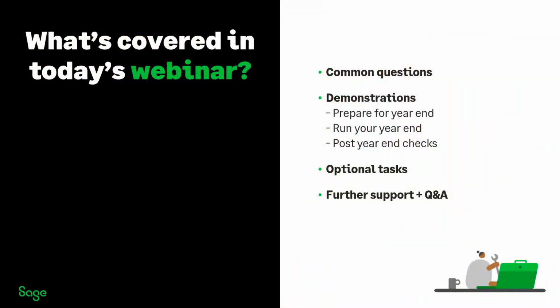So today we're going to be having a look at a few common questions around the year end. And then I've also got some demonstrations that we'll go through, just so we can see what it looks like in the programme. We're going to have a look at preparing for the year end and the tasks that are involved in that. And then we'll also be having a look at actually running the year end process, just so you can see what it looks like when you're ready to actually click that button and physically run that year end. And then also any post year end checks, so things like how do you know it's run through successfully, and checks that you can carry out as well.